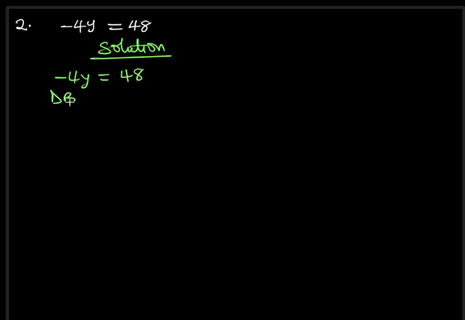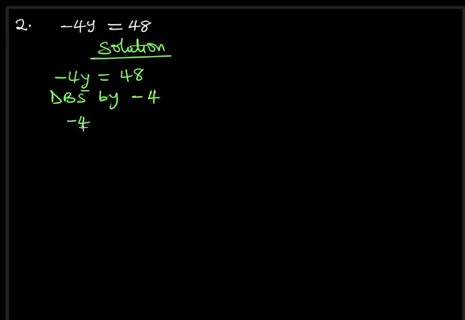Now, divide by what? What is the coefficient of y in this equation? The coefficient of y here is minus 4. Please take note, the coefficient is minus 4 and not 4. The coefficient is minus 4, not 4. So that will give us, divide both sides by minus 4.